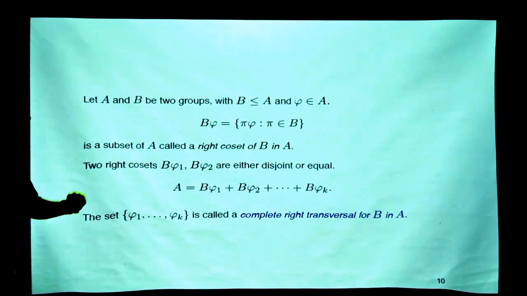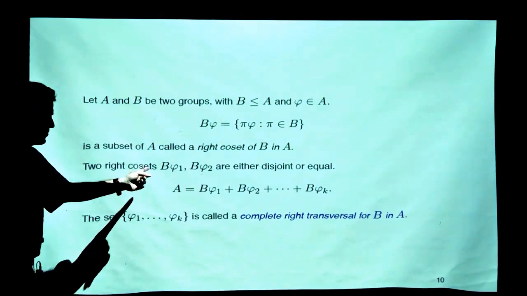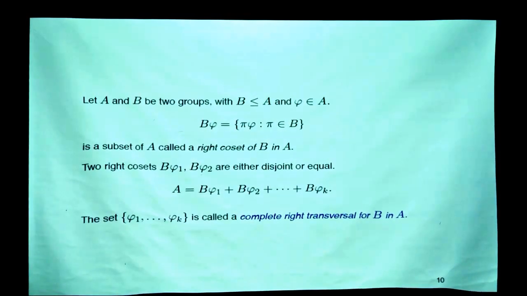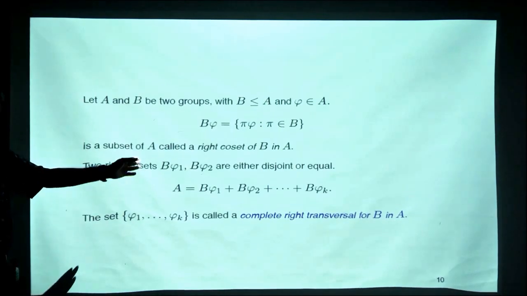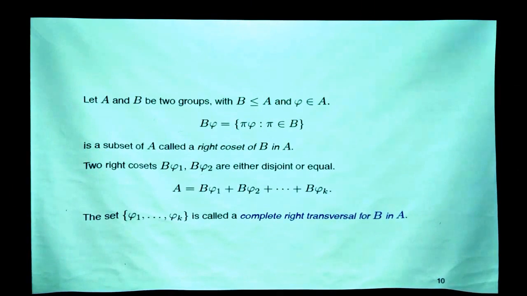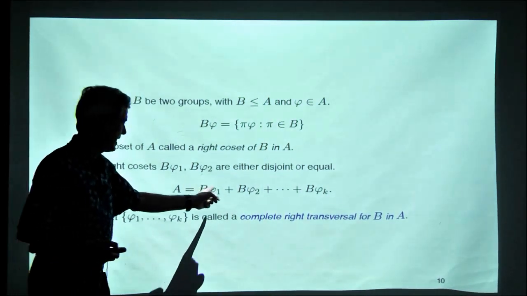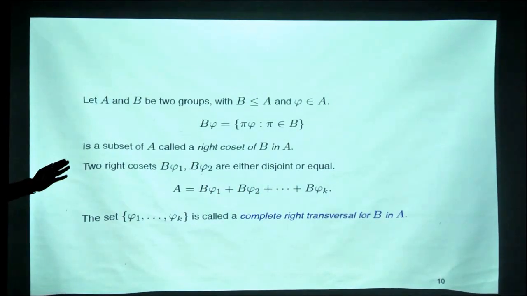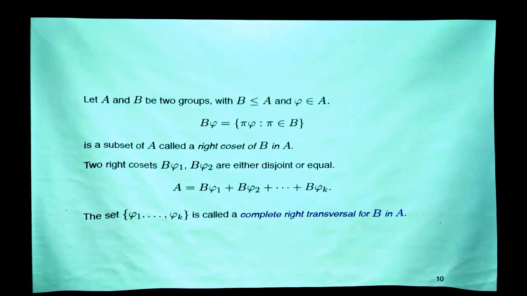It's called a right coset of B. It's not hard to show that two right cosets defined by two different elements are either disjoint or equal. And therefore, the group A is partitioned into different cosets, all of the same size. And the elements that are chosen from the different cosets are called a right transversal of B.